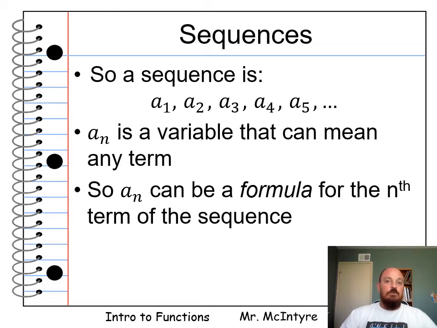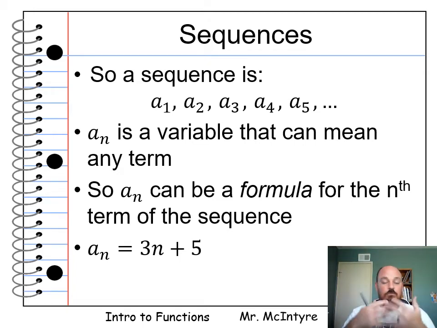And usually what we do for AN is a formula that lets you find the terms. So here's an example of an AN formula. If I told you, for example, that AN equals 3n plus 5, that's how you find any term. If I want to find A10, the 10th term, I can substitute 10 for n and see what I get. If I want to find the 100th term, I could substitute 100 for n and see what I get. So that's really what AN is. It's a formula that lets you find any term you want.